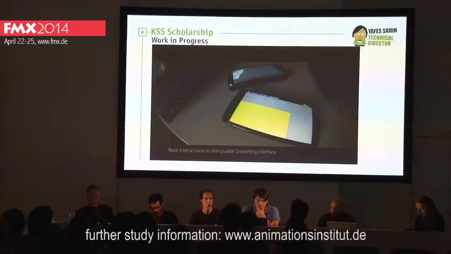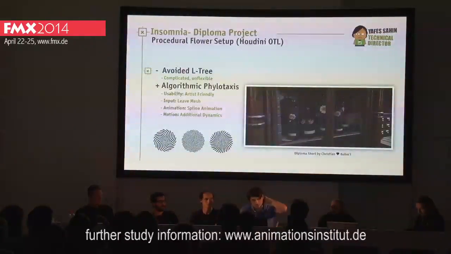So the next thing I will talk about, we're getting now to more CG stuff. I worked on a project called Insomnia, which was a diploma project from Christian Bohm. And he needed a procedural flower, which he could use in different ways, in different shots. Therefore, I had to build a setup in Houdini. Houdini is shipped with a system called the L-system, which is a description for plants or trees. But I avoided using it, as it's very inflexible.